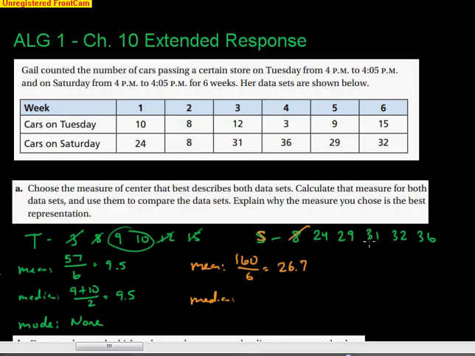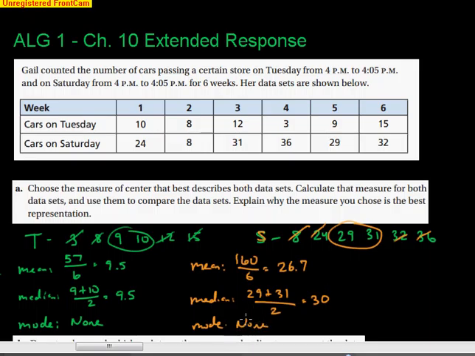The median, again, cross off, cross off, cross off, cross off. 2 middle numbers, add them together, divide by 2. What's in the middle of 29 and 31? 30. And then the mode, there is no number written twice, there is no mode, so none.